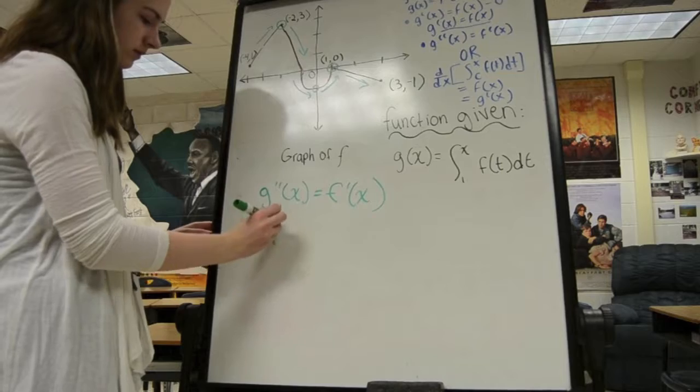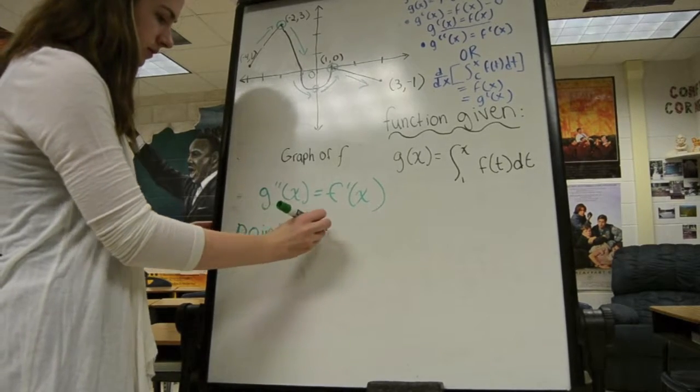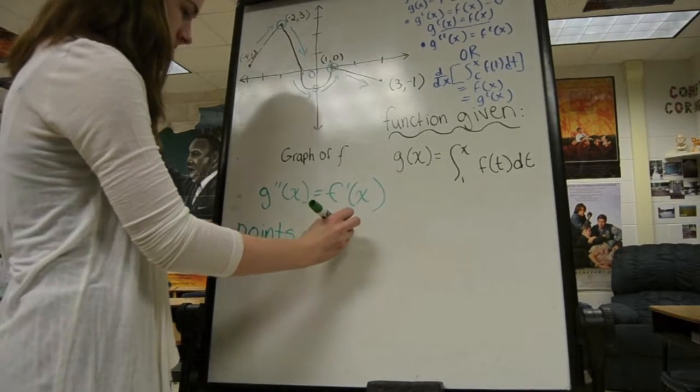The graph of g has a point of inflection at x equals -2, x equals 0, and x equals 1.